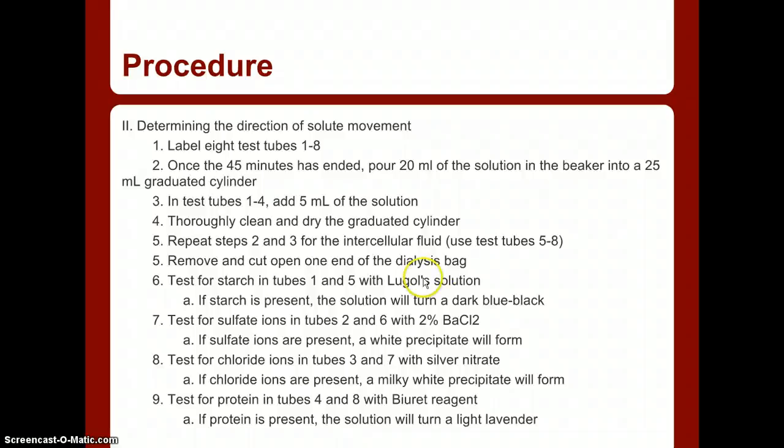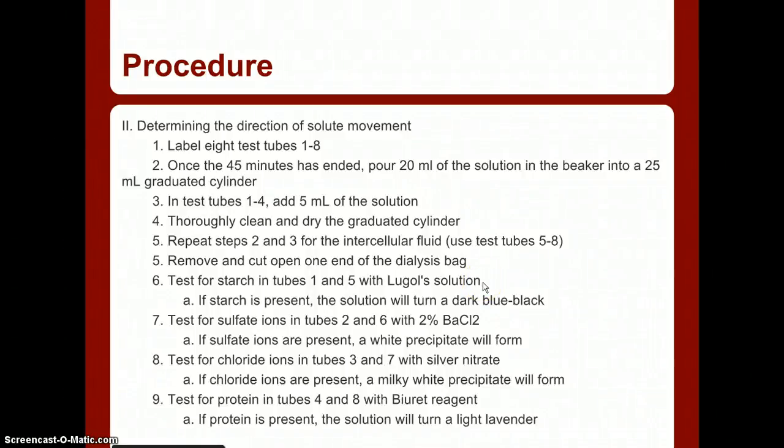I'm sorry, this should be over here. First you would cut open the dialysis bag, then you would empty it into the graduated cylinder, and then you would repeat the steps. And then you would do step 3, which is add 5 milliliters of the solution to test tubes 5 through 8.